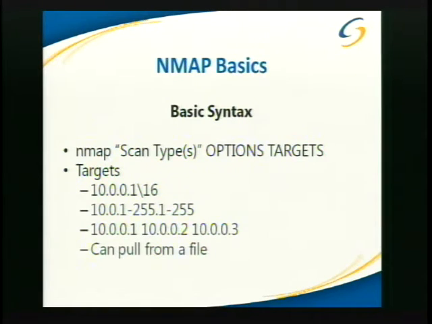All right, so some of the basic syntax of Nmap. It's Nmap, followed by scan types, followed by options, followed by targets. Targets can be in a number of different formats. Right here, you've got CIDR notation. This is actually one of my favorite formats here. You can actually break up the octets, like 1 through 255. Or you can just keep listing out the IP addresses, and Nmap will understand that as well. And then for you adventurous people out there, Nmap can even pull from a file.